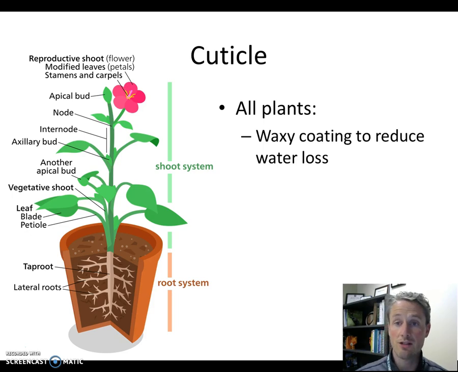Right? So this cuticle is particularly important on land as opposed to an aquatic environment because water is limited on land. Whereas in an aquatic environment, water was abundant. It didn't matter if an organism has this waxy cuticle or not, because there was plenty of water surrounding the plant at all times. Now, out on land, we need this waxy cuticle to make sure water stays inside the plant.